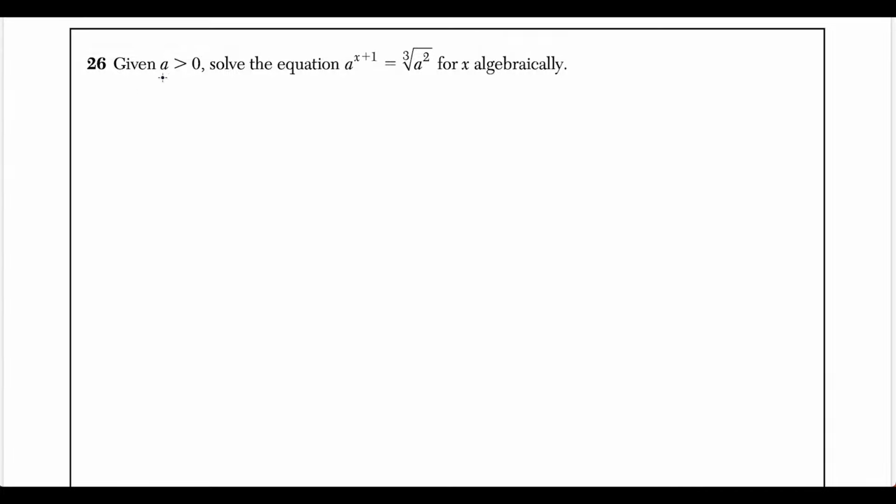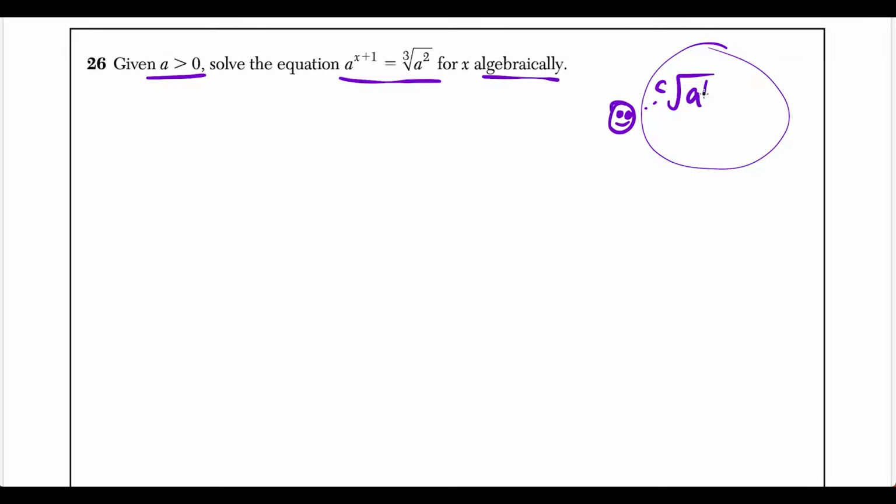So 26, we have given a is greater than 0. We want to solve this equation for x algebraically again. So we have to show all of our work here. So for this one, we want to know the power over root definition. So one thing that jumps out at me right away is that anytime I have an expression like this, if I have the c root of a to the b power, this is equal to a to the b over c. So it's power over root.